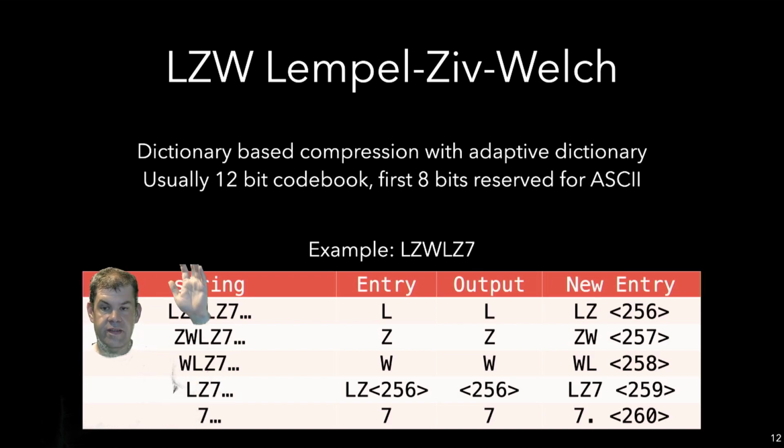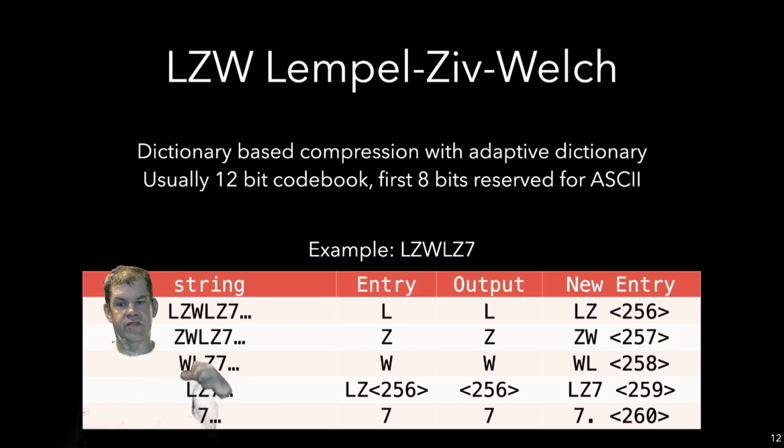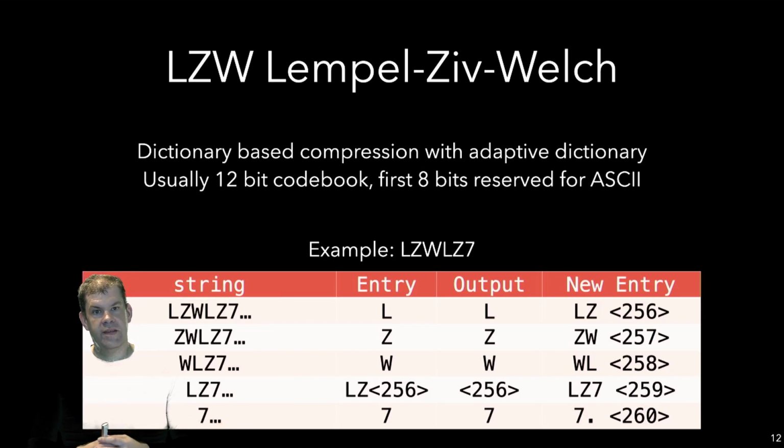So we might continue for a while, but let's just pretend we're done. What we send is just an L, a Z, a W, a 256, and a 7. The code book itself on the right is never transmitted. So we need to be able to recover that code book to make sense of the data on the receiver side without ever having it.